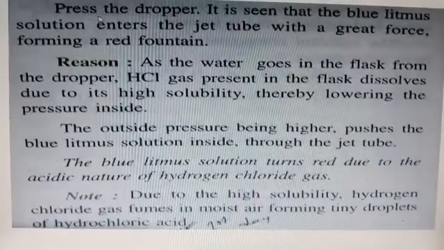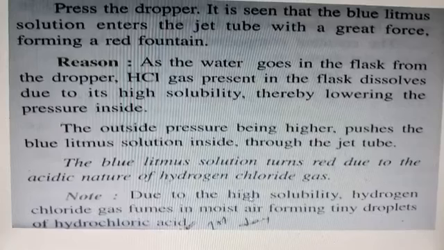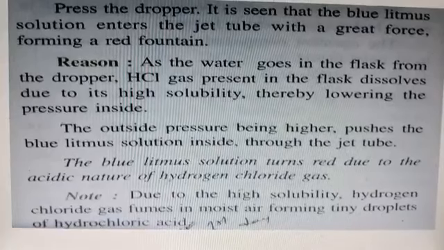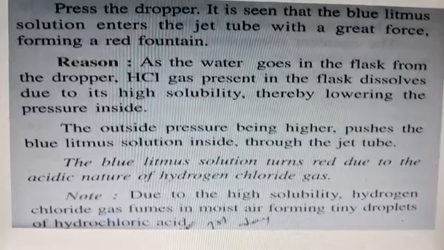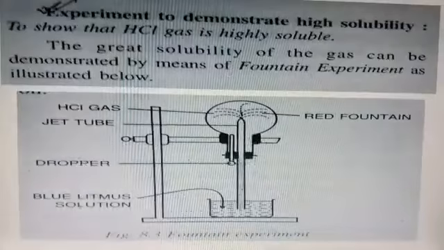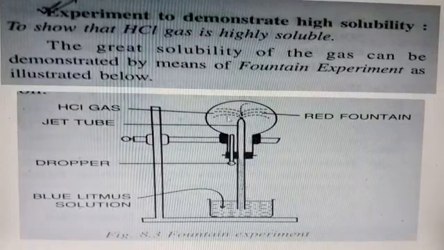The reason and everything is shown here. The pressure is shown. You can go through this. So this is the experiment that proves that HCl, hydrogen chloride gas, is highly soluble in water. Otherwise this blue litmus solution wouldn't have gone up, and there would not be any lower pressure zone.